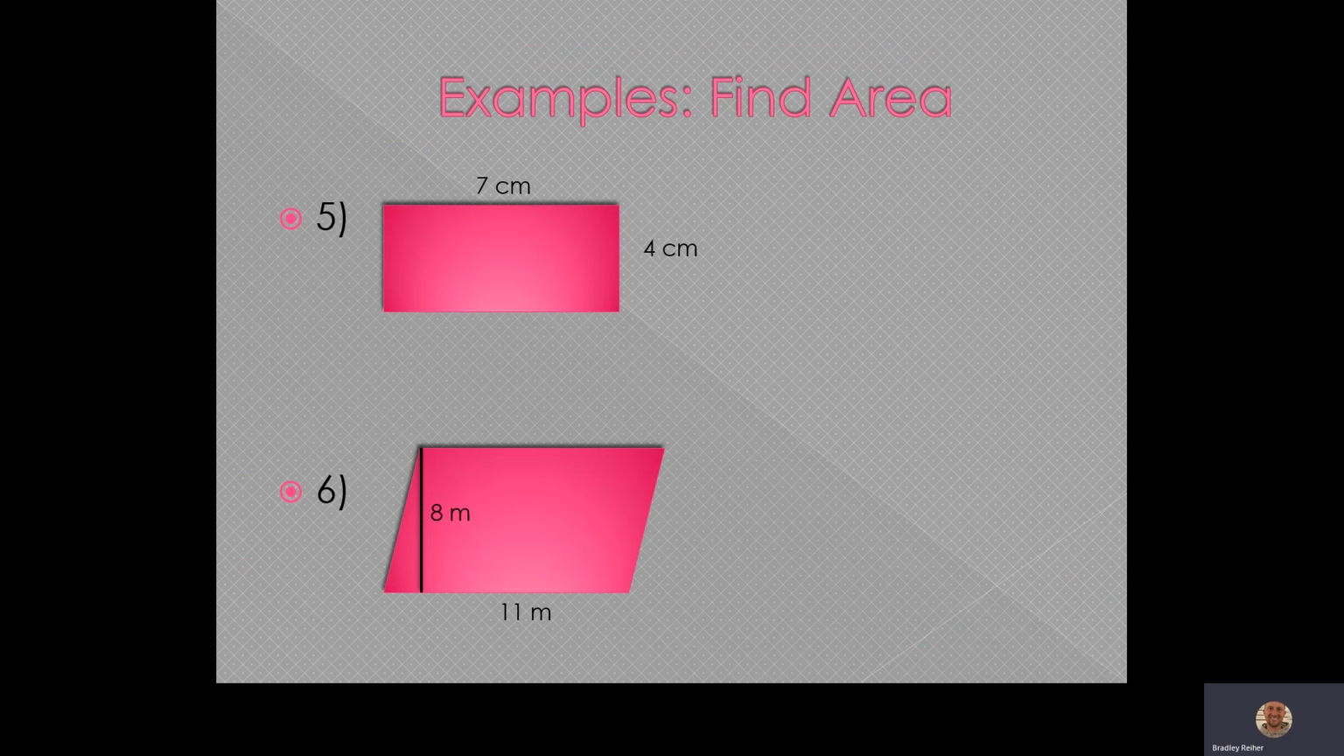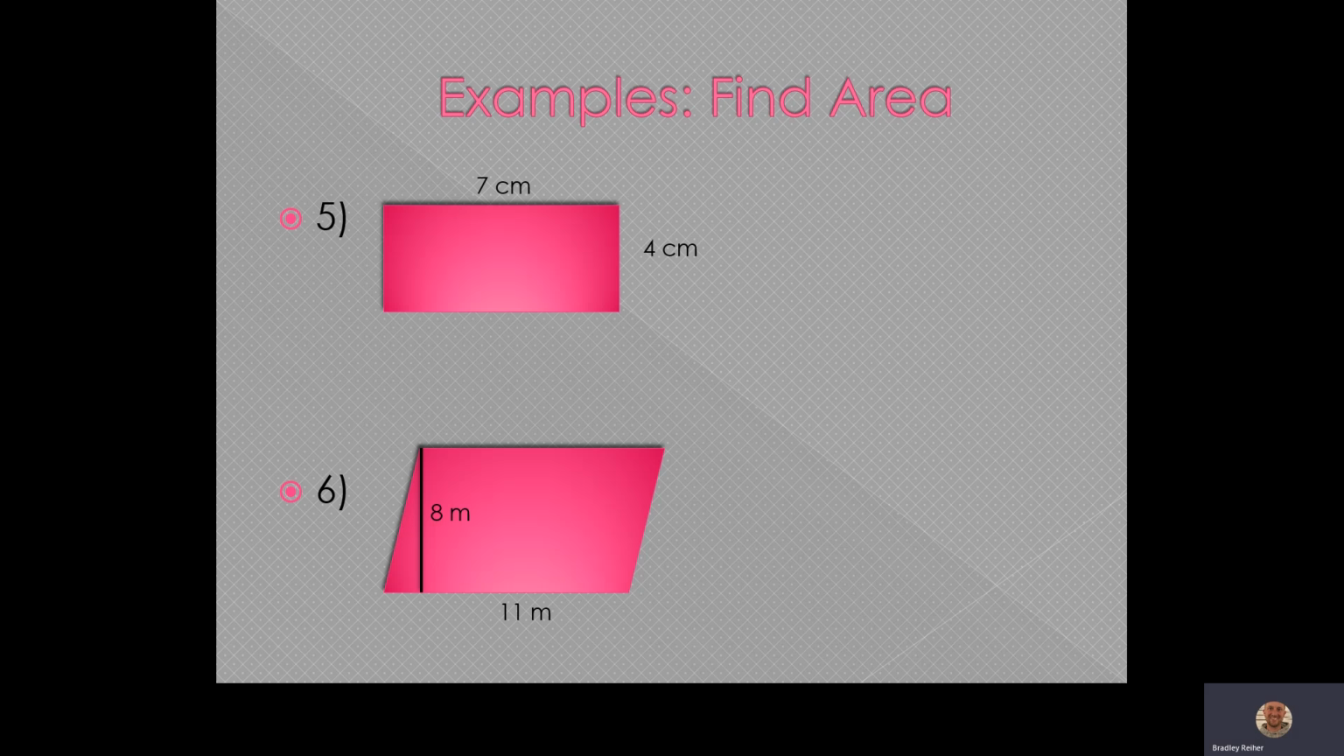Here's a couple of simple examples. Now, they don't tell you what these shapes are. They're just expecting you to recognize them and know what they are. In number 5, it sure looks like a rectangle. You really can't prove that it is, but we're not worried about that right now. If it looks like a rectangle at this point, we're going to say it's a rectangle. We want to find the area of a rectangle that's 7 centimeters by 4 centimeters. So we're going to use that formula.